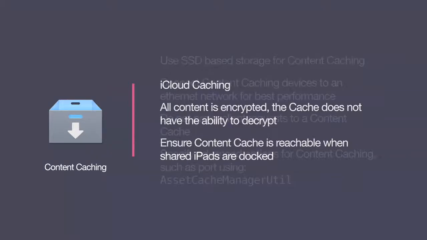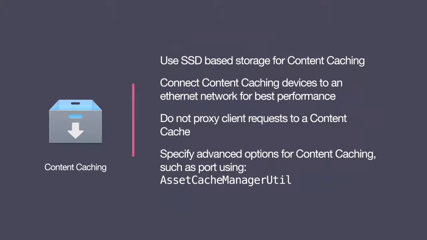We recommend using SSD-based storage for content caching due to the high amount of IOPS that are required. Connect your content caching service to an Ethernet connection as well for best performance. We recommend not to proxy any client request to a content cache. And if you want to specify any advanced options on the content cache, you can run AssetCacheManagerUtil from the command line on any macOS device.